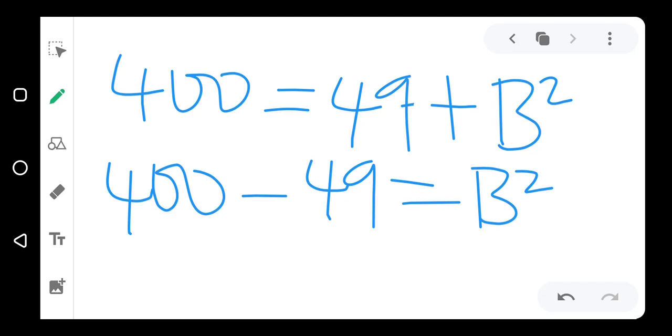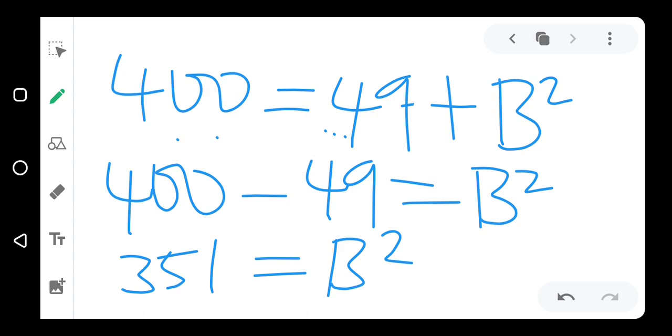So we have 400, and 49 from this side coming to this side. It has a positive sign here, coming to this side it will take a negative sign, so it becomes 400 minus 49, and now the b squared is standing alone here. 400 minus 49 will give us 351. So 351 is equal to b squared.